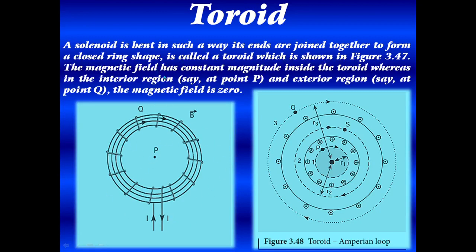The magnetic field has constant magnitude inside the toroid, whereas in the interior region, say at point P, and the exterior region, say at point Q, the magnetic field is 0. That means in the open space interior to the toroid, as well as outside the toroid, the magnetic field is 0. Now, with the help of this diagram, we have to explain this toroid concept.